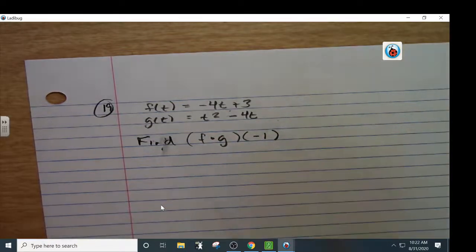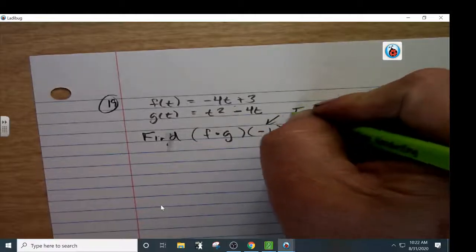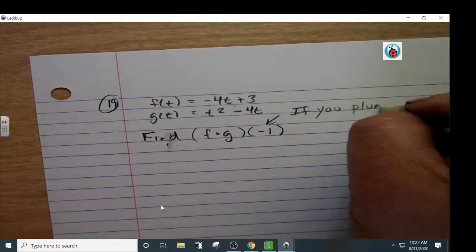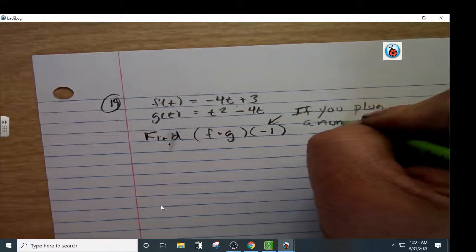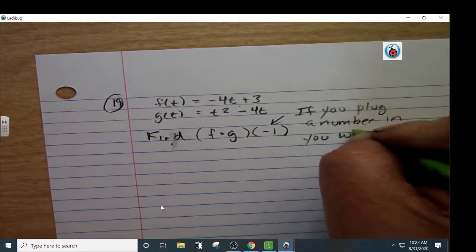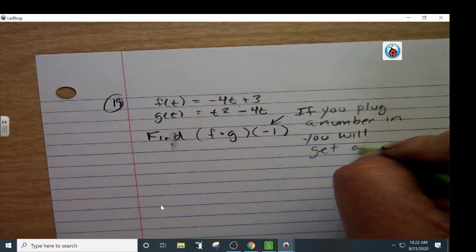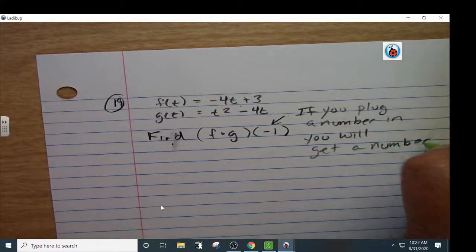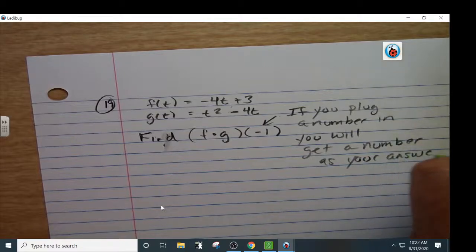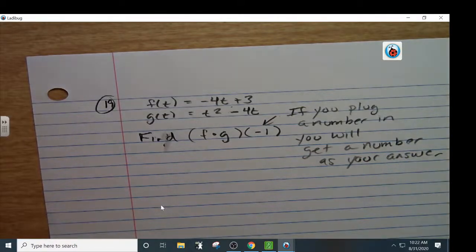Guys, just remember, if you plug a number in, you will get a number as your answer. You won't have variables and stuff like that. You'll actually have a numeric answer. Okay.